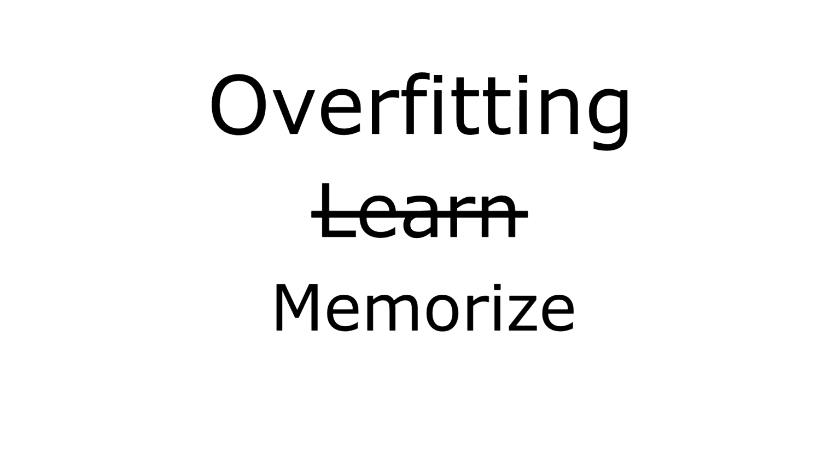Overfitting. Overfitting is when the neural network starts to memorize data rather than learn it. This can result in a very bad neural network that doesn't perform well on the test data. So to increase the accuracy on the test data, we can take measures to prevent overfitting.